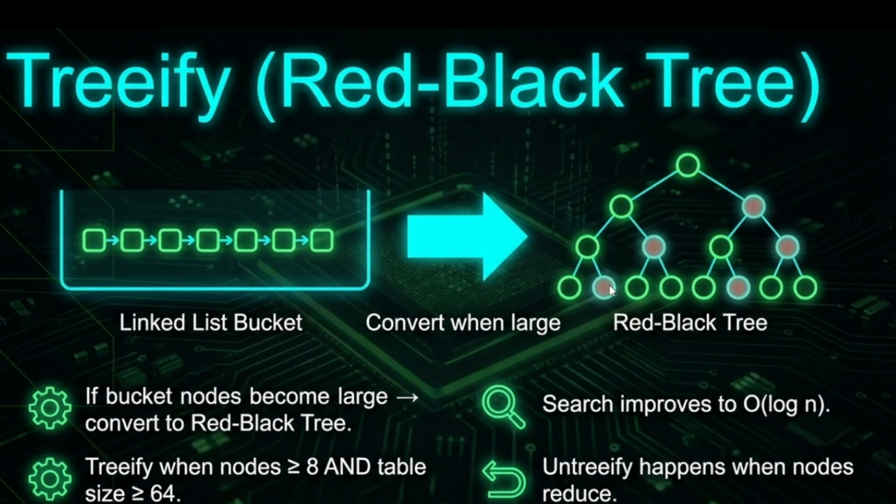If it is a red black tree, what is the benefit we are going to get? The search improves to O of log n. If it is not a tree, then the search will be O of n. That is the reason it converts into a red black tree from Java 8 onwards. And Treeify we will explain at the end of this video.